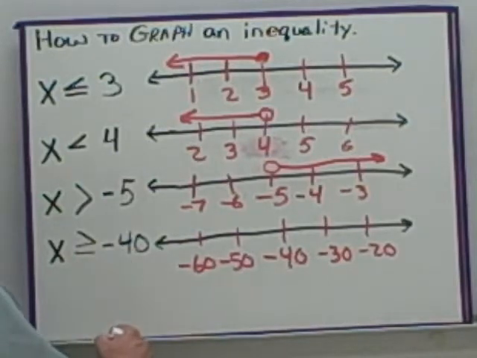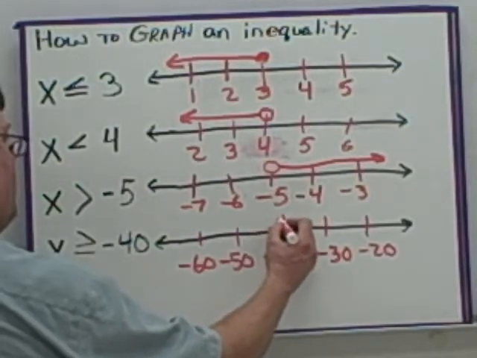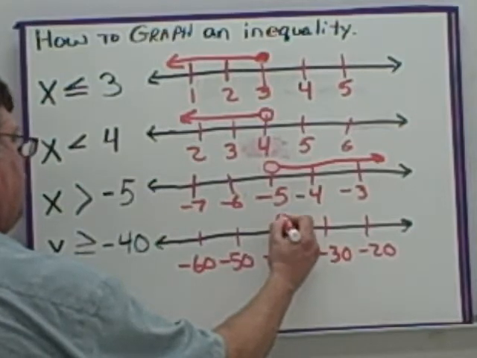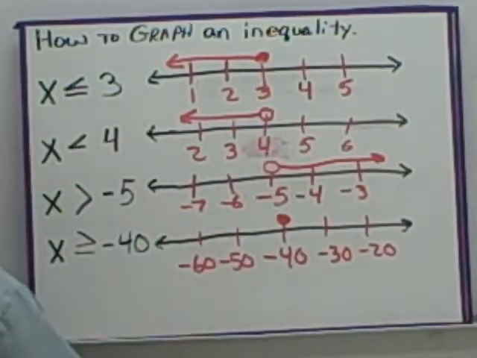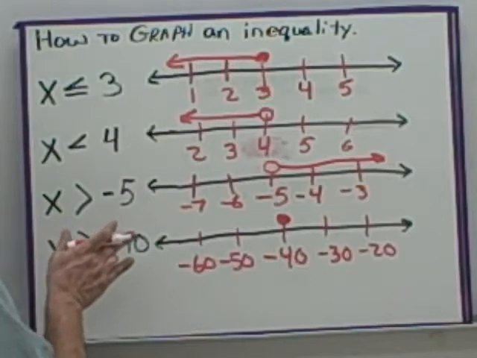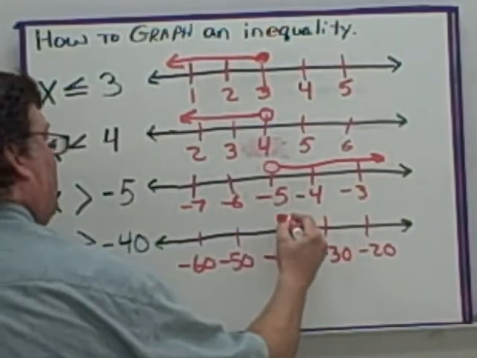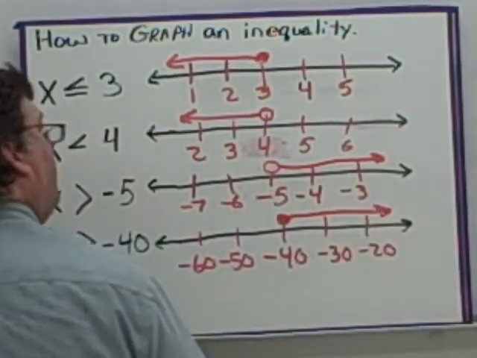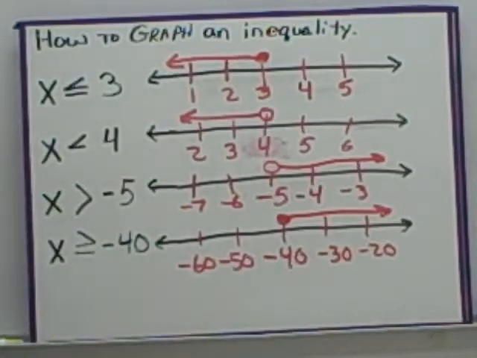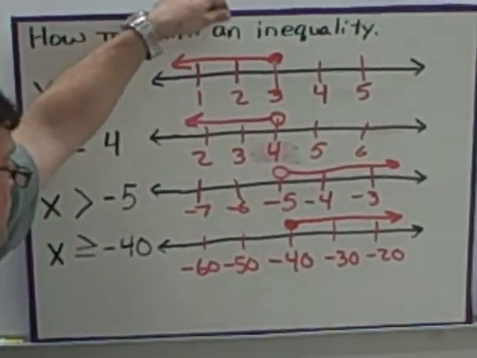Greater than or equal to negative 40 means we are going to include negative 40, which means we have a closed circle, a filled-in circle above the negative 40. Greater than means we're going to include everything to the right. There is our graph for x is greater than or equal to negative 40. Moving on.